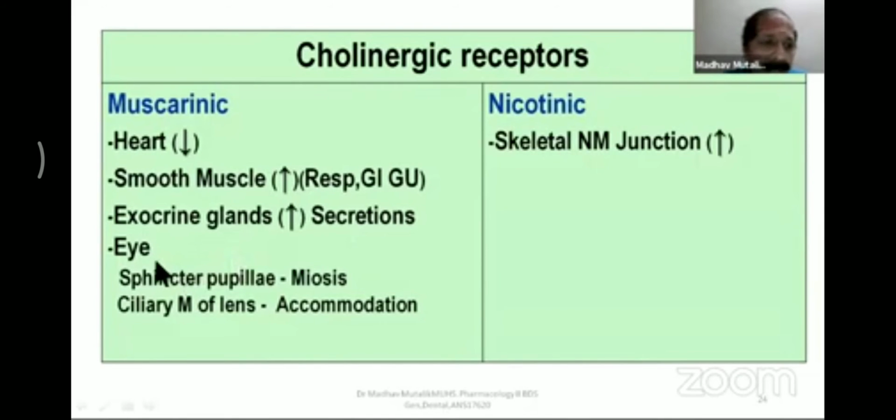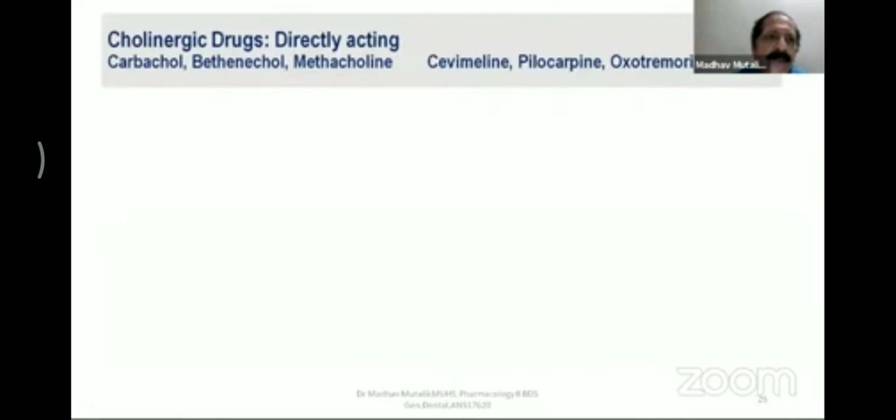And in the eye, acetylcholine stimulates the sphincter pupillae to produce miosis, meaning constriction of the pupil, and it stimulates the ciliary muscle of the lens for accommodation. And as you already know, at the nicotinic receptor, the skeletal neuromuscular junction, acetylcholine is the neurotransmitter. So this is the nicotinic receptor. Now we will see which drugs stimulate cholinergic receptors and which block them.